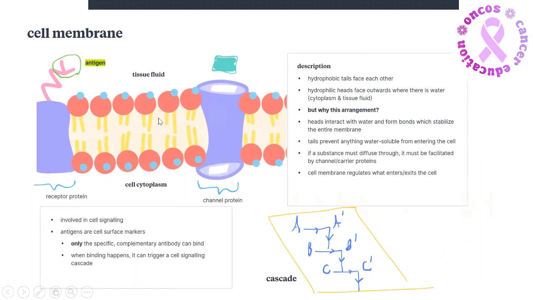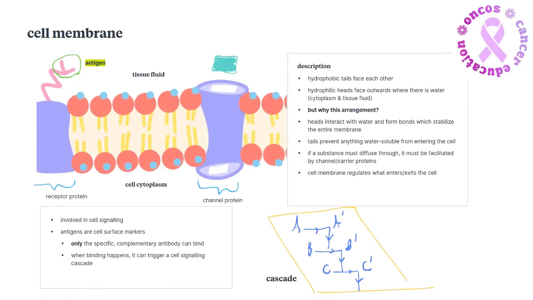So why do we have this arrangement of tails facing inwards, heads facing outwards? Because the heads like water, they interact with water to form bonds which stabilize the entire membrane. And the tails prevent anything water soluble from entering. So if a substance must diffuse through, it has to go through channel proteins or carrier proteins. And if a substance is not needed, if it's not wanted, the cell will not make those channel or carrier proteins and it will not be let through. So the cell can protect itself and regulate what enters and exits.